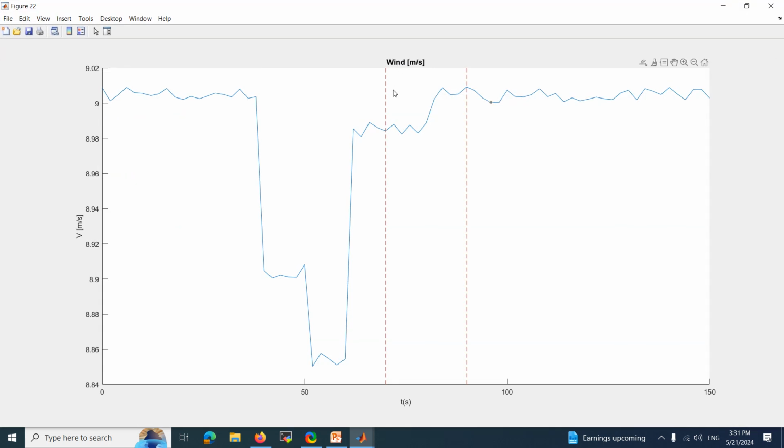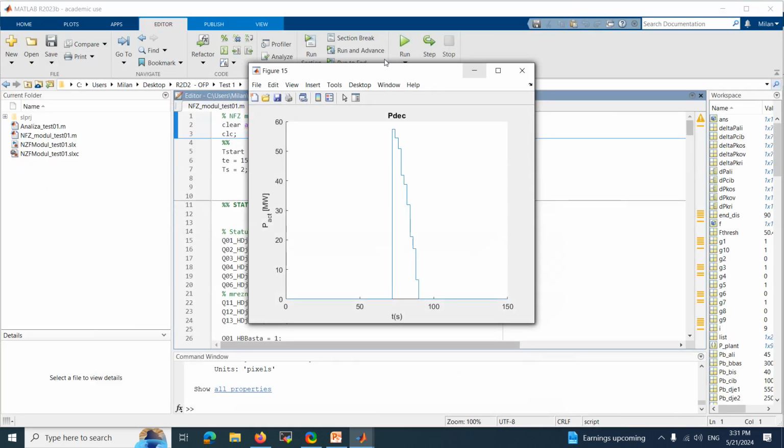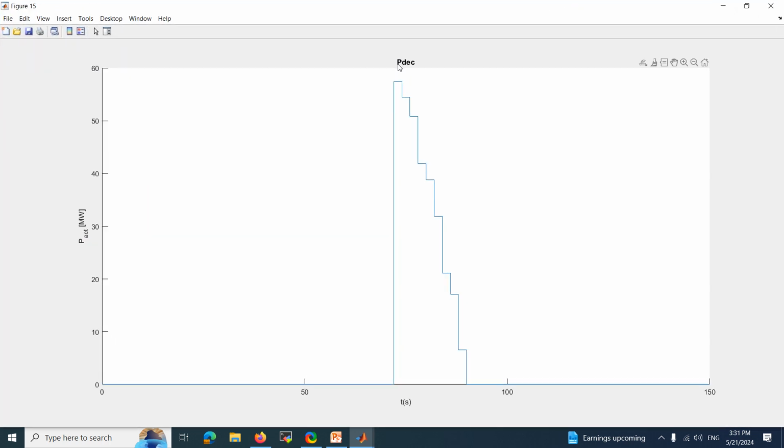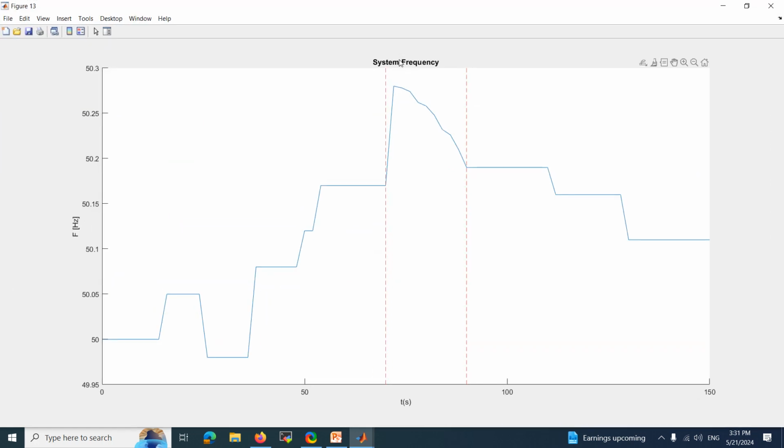So on the diagram you can see a change of wind speed, with two vertical red lines which represent the starting and the ending point of frequency deviation above the threshold for the active power decrease. The next diagram shows the amount of active power needed to decrease at each point of the new calculation defined by sample time. Then we have the system frequency diagram. First, you can see that the frequency is rising, and at the 7th second, active power decrease is triggered.